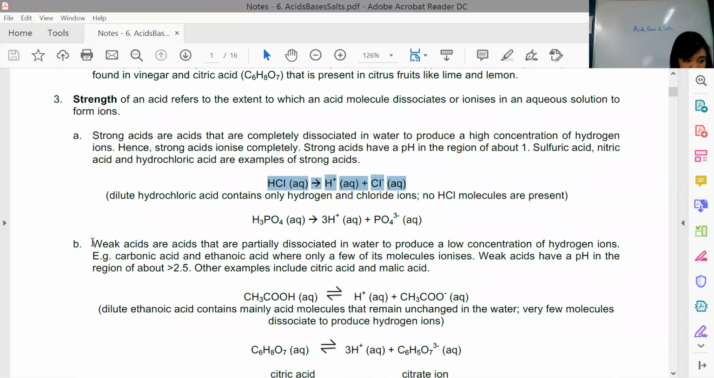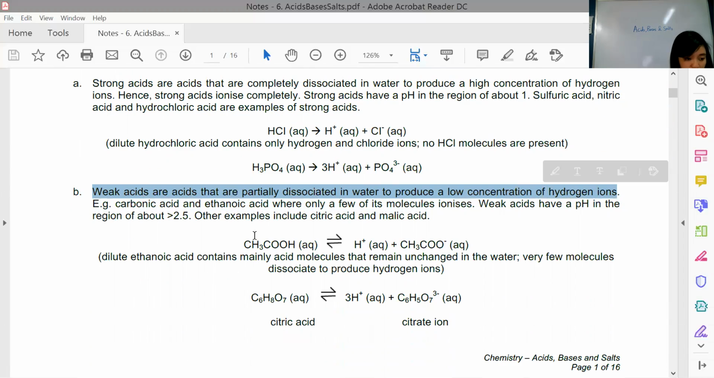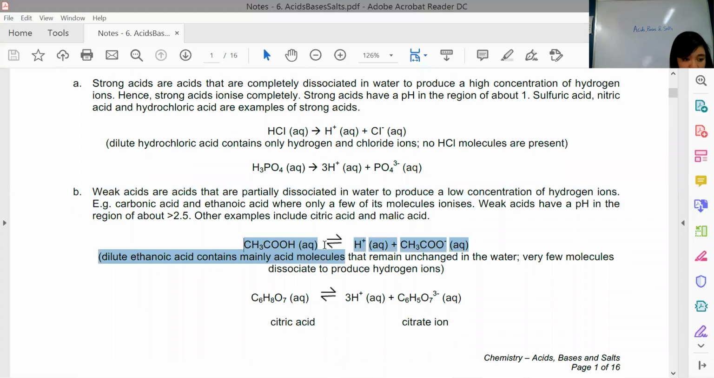When it's in water, it will fully ionize into H+ ions and chloride ions. If it's weak acids, they are acids that are partially dissociated in water to produce a very low concentration of hydrogen ions. So an example will be our ethanoic acid. It will partially dissociate to form H+ ions and CH3COO- ions. And note that there's a reversible sign because not all of the ethanoic acid molecules actually dissociate to become H+ and CH3COO- ions.